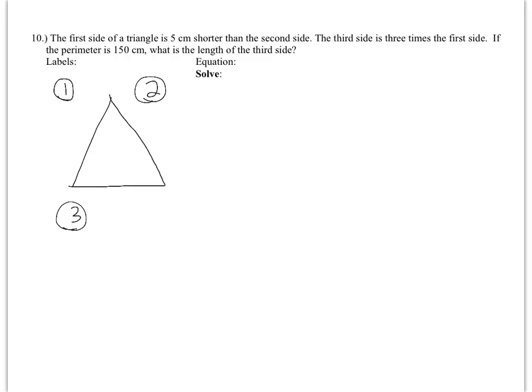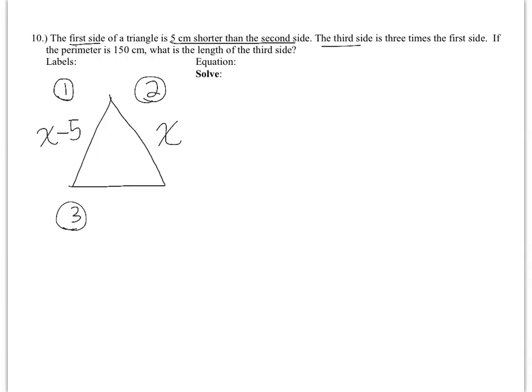So now it says the first side. So we're looking at the first side is 5 centimeters shorter than the second side. Do I know how big the second side is? No. So I'm going to call that x. But the first side is 5 shorter than x. So that's going to be x minus 5. Remember, the order of subtraction is important.